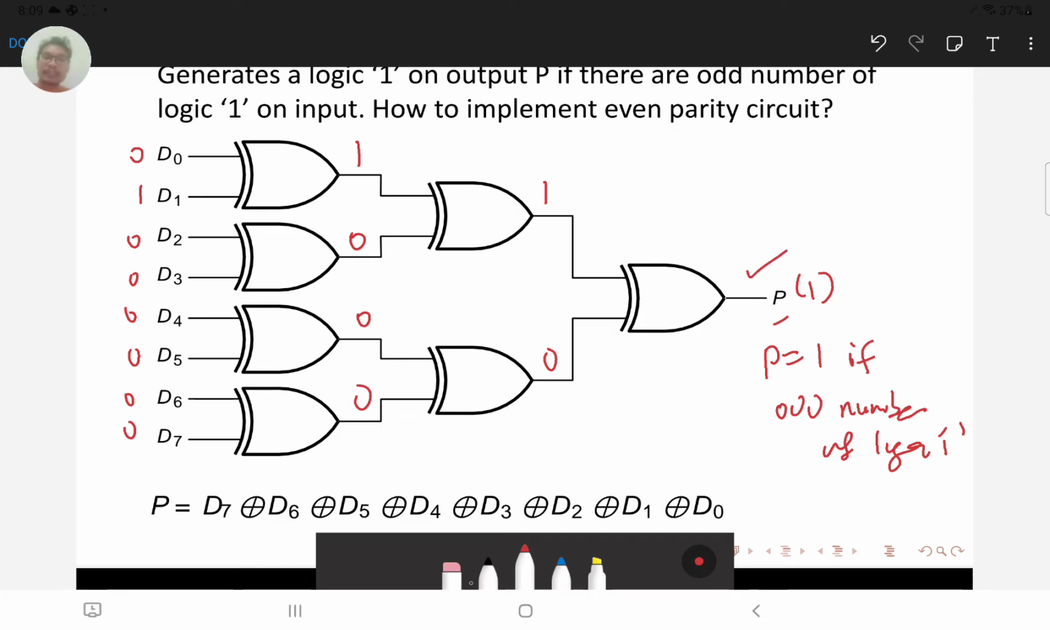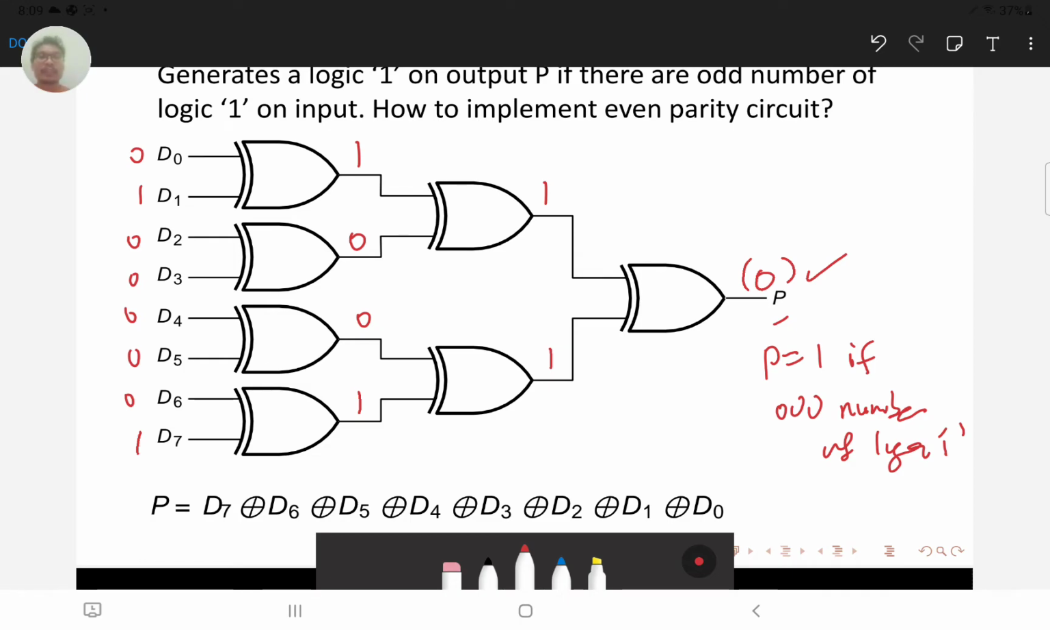Okay, in the case that we have an even number, let's say for example I have a 1 here, so now we have an even number of ones. What's going to happen is, this is still 1, 0, 0, here is going to be 1, here is going to be 1, 1, 1, here is going to be 0, so it's correct. In the parity generator circuit, if you have an even number of ones, the output P is going to be 0. If you have an odd number of ones, the output P is going to be logic 1.